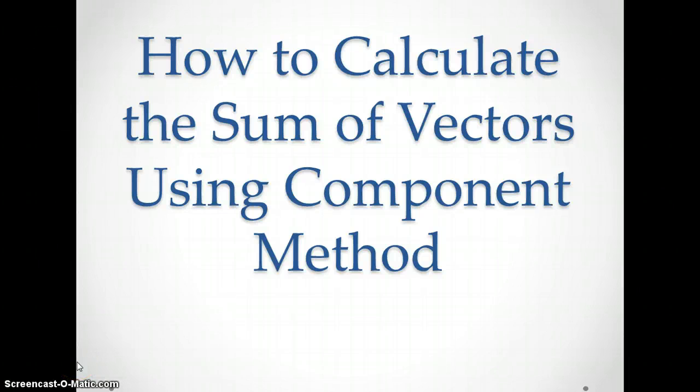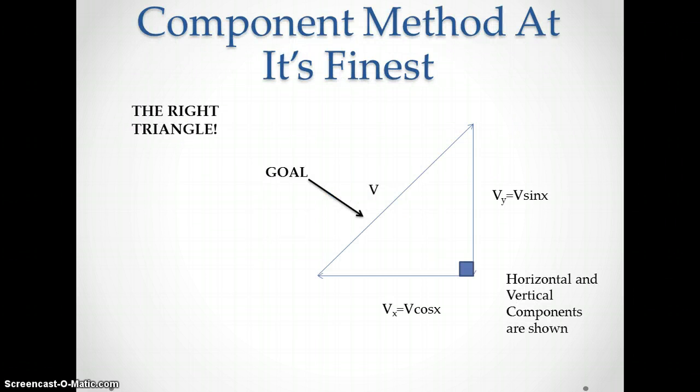Today we're going to relearn how to calculate the sum of vectors using the component method and the law of cosines. To start with the component method, we're going to examine the 90-degree angle, or right triangle. The horizontal and vertical components are shown. On the y-axis you have v sine x, and on the x-axis you have v cosine x. And this is all to find the resultant vector, vector v.